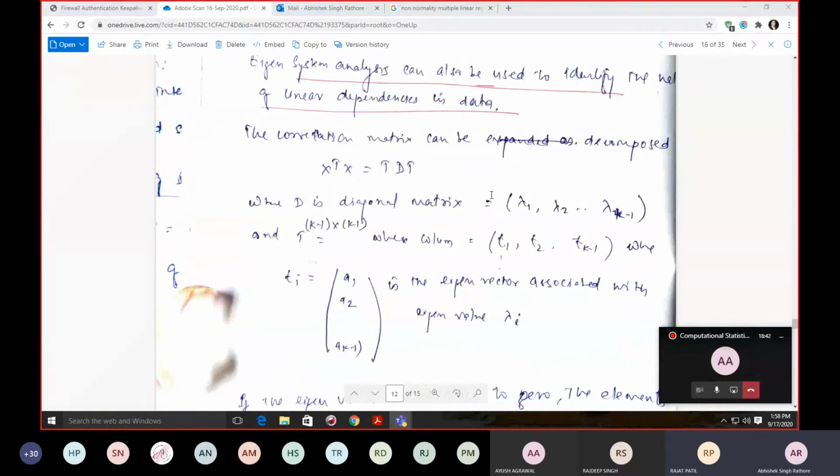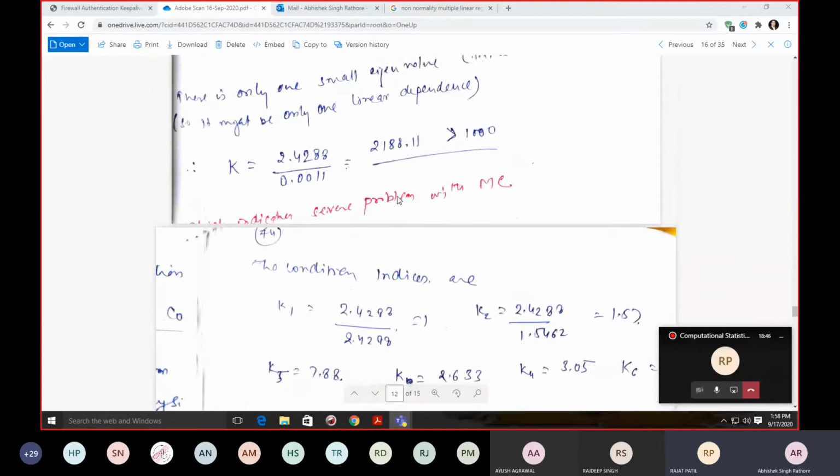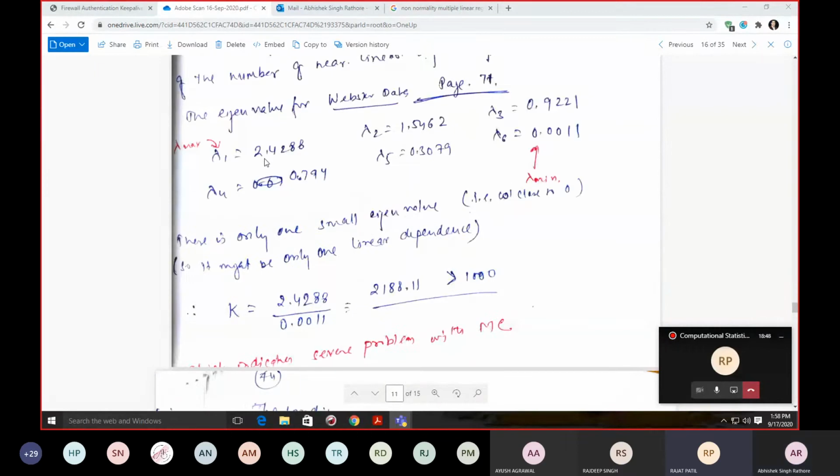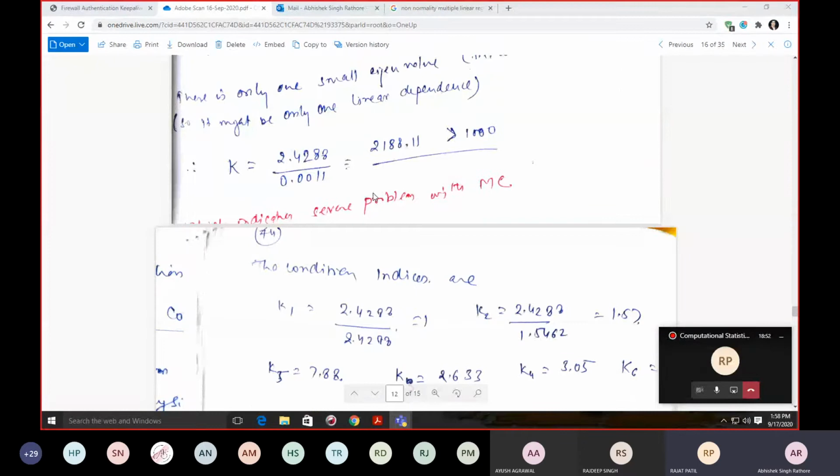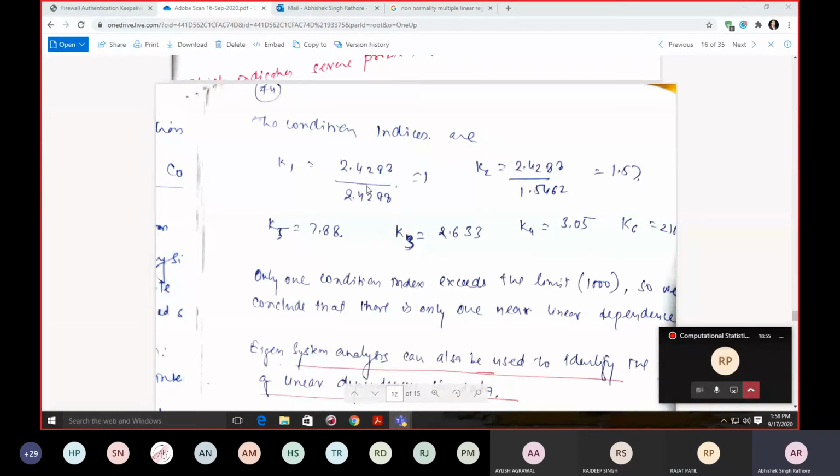Sir, the lambda values you calculated above, we compare all those values with the ones below. I am just checking whether a single dependency exists or multiple linear dependencies exist in our data. If only one value is going higher, we can say that only a single variable is dependent on multiple variables. Okay, sir.